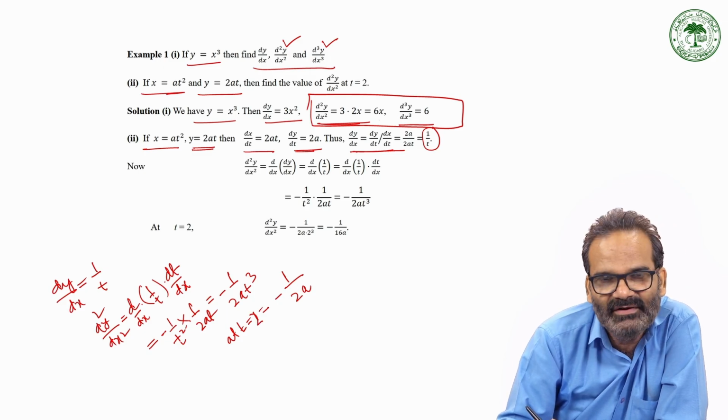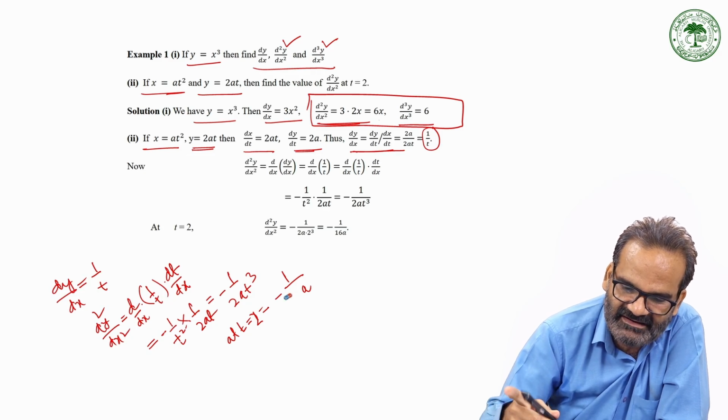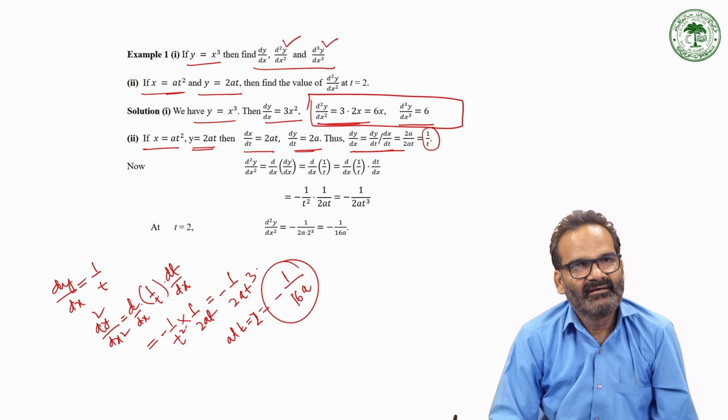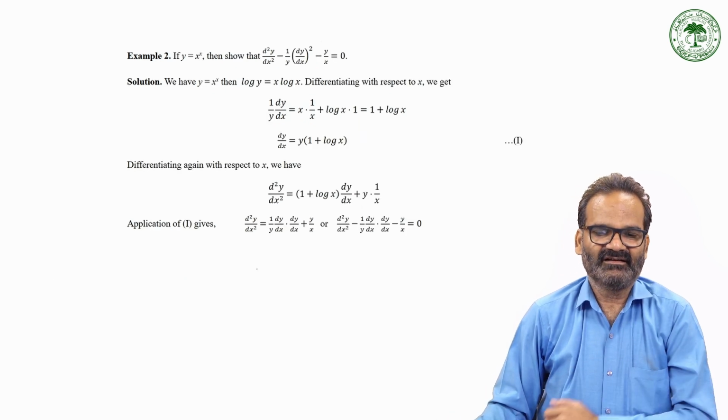So 2 into 2 into 2 is 8, and 8 into 2 gives you minus 16a, right? T is 2, so this is your required result. Let us take one more example very quickly because time is running very short.